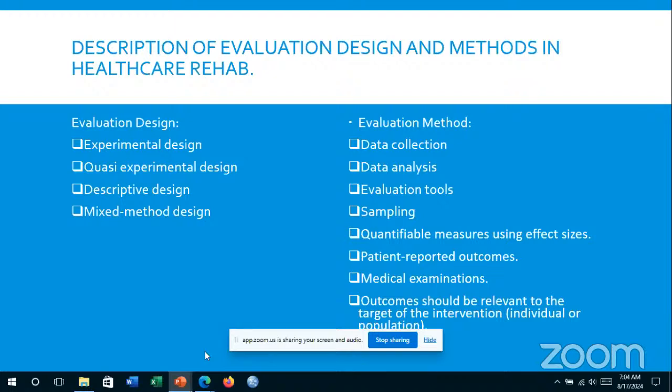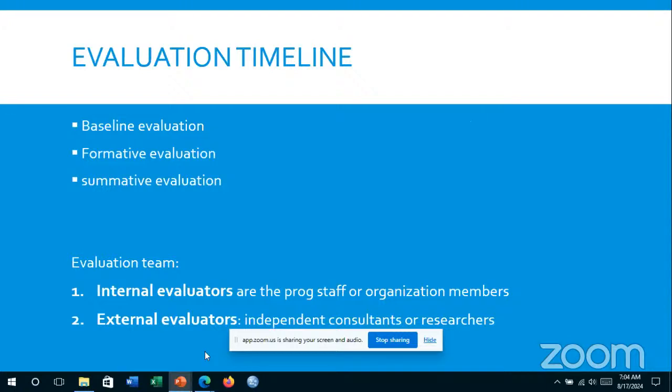So I won't go into details about evaluation designs and methods. That's beyond the scope of this presentation, but it's available for you to access. And timeline, I already stated it.